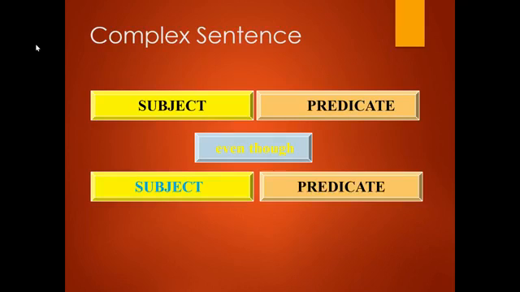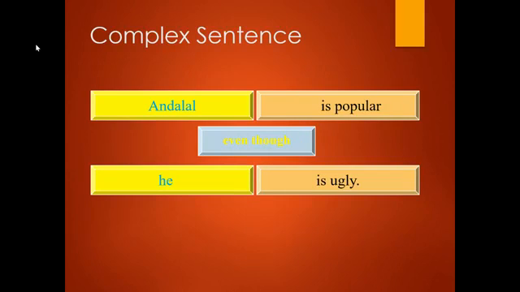So that is how it works. Just say for an example, we use even though as a linker. How does it work? Andalal is popular, weird names, man. Andalal is popular even though he is ugly, right? This is how it becomes a complex sentence. But over here, it is an exception in a sense that both the parts are complete in each other, right?